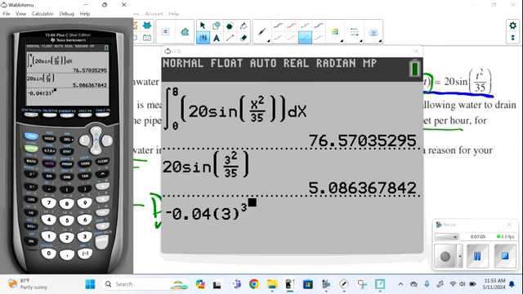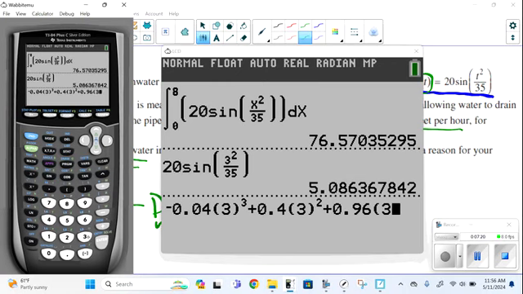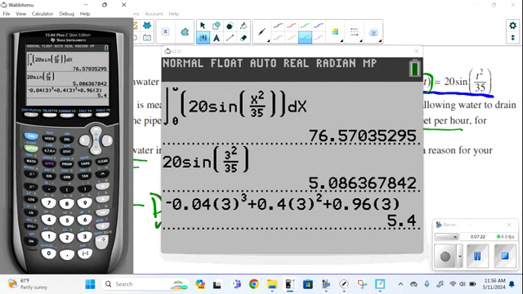Let's go. Pop off the exponent. Plus 0.4 times 3 squared plus 0.96 times 3. That gives us 5.4.